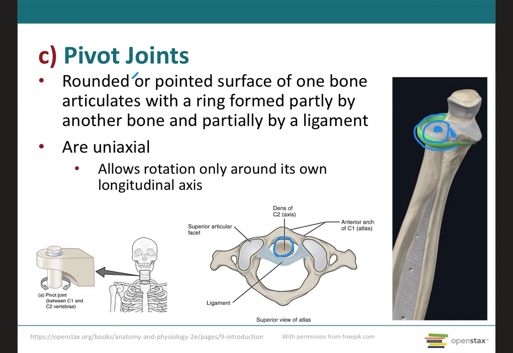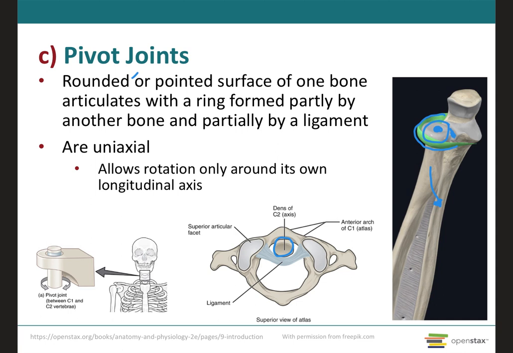If you want to be a little bit more specific, we can say that the head of the radius will be articulating with the radial notch of the ulna that is held together by the annular ligament, forming a pivot joint. And this type of joint will produce a movement that is going to rotate in its own longitudinal axis in one plane. Therefore, it will be considered a uniaxial type of joint or a monoaxial type of joint.